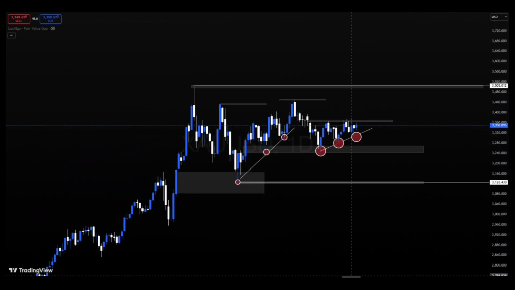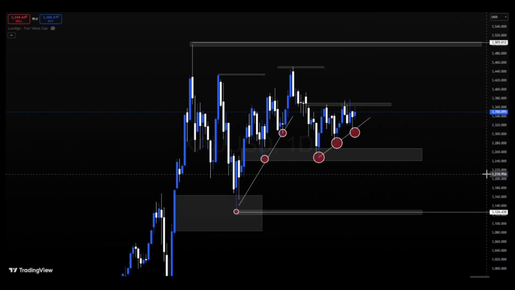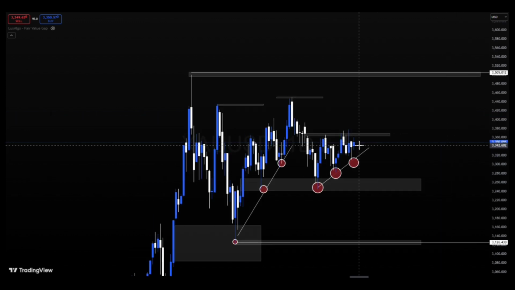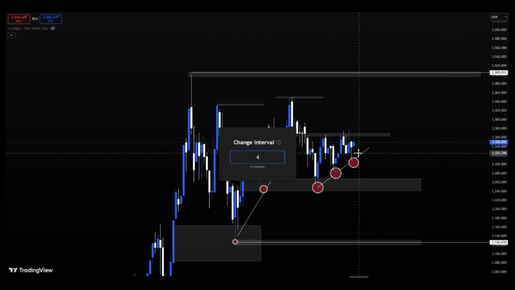So if you are going to analyze based on what you know, but you don't want to see what the market gives you, you are going to be in trouble. So let's dive into the 4-hour time frame.